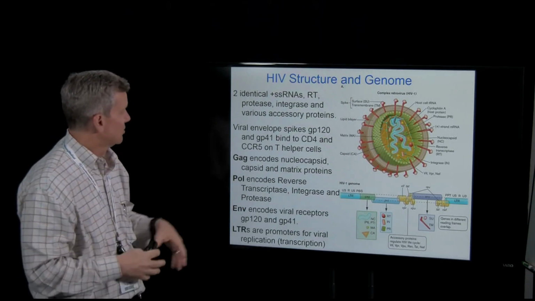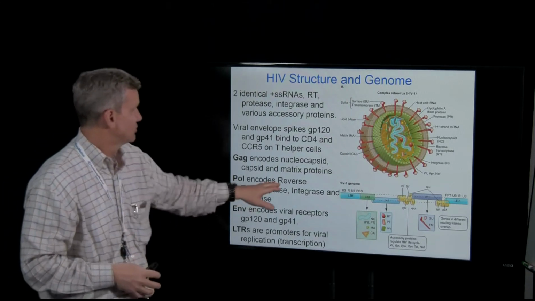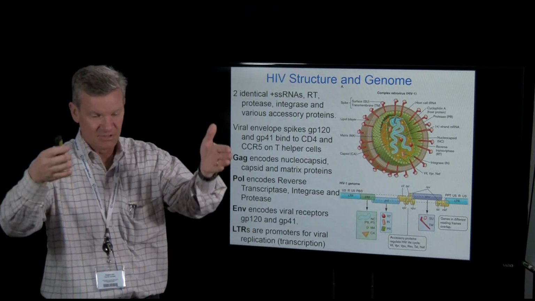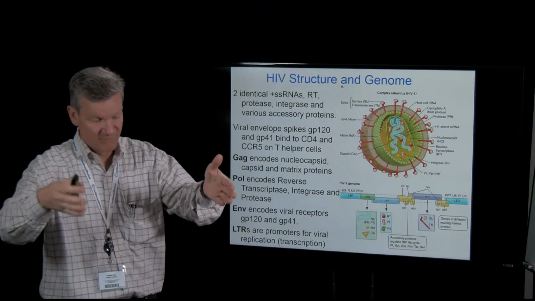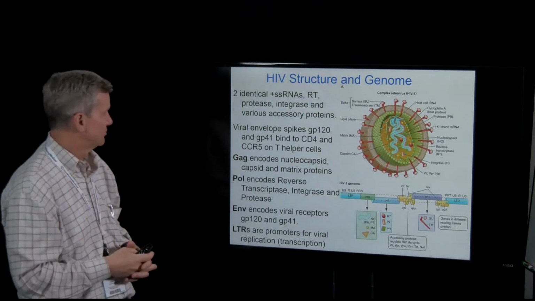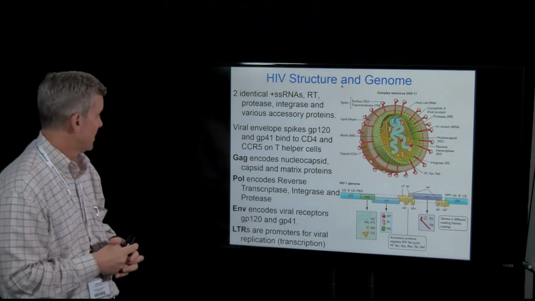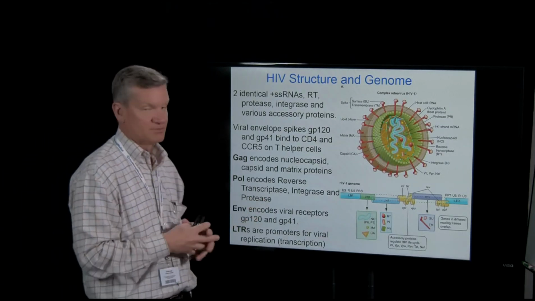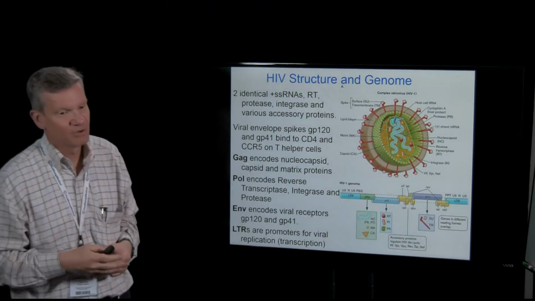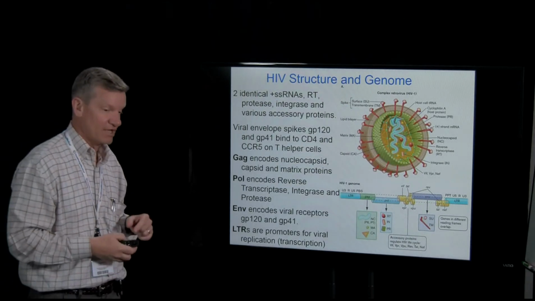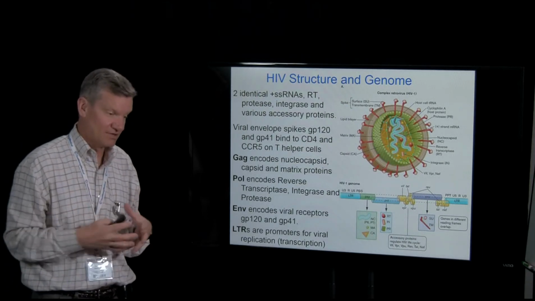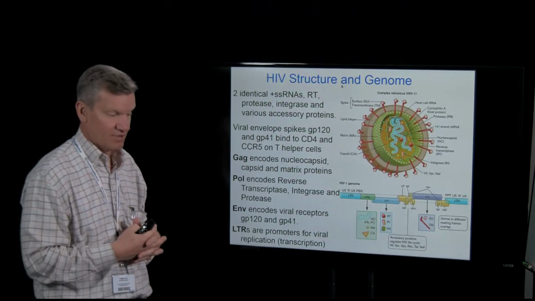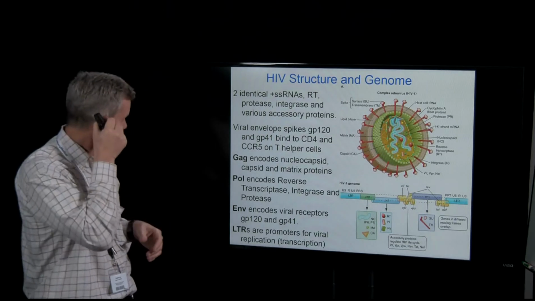And then POL is a group of genes that encodes the reverse transcriptase, the integrase. Remember, the integrase helps the double-stranded viral, proviral DNA integrate into the host cell genome, and then a protease. And it turns out that the protease is pretty important because we have protease inhibitors for HIV that inhibit the protease and work very well for suppressing viral replication.